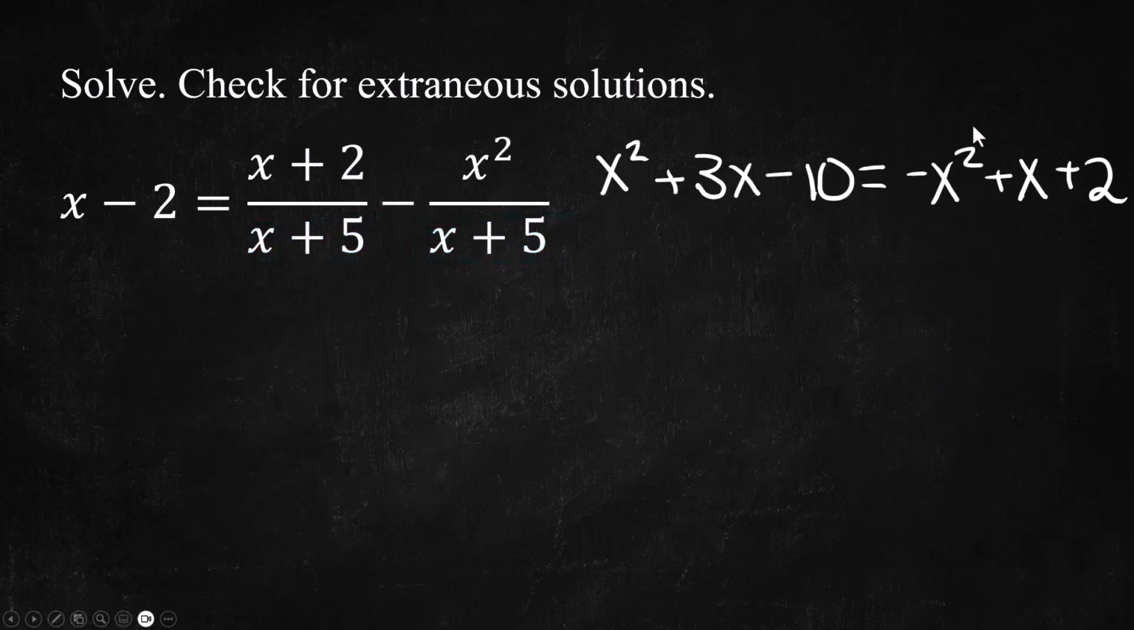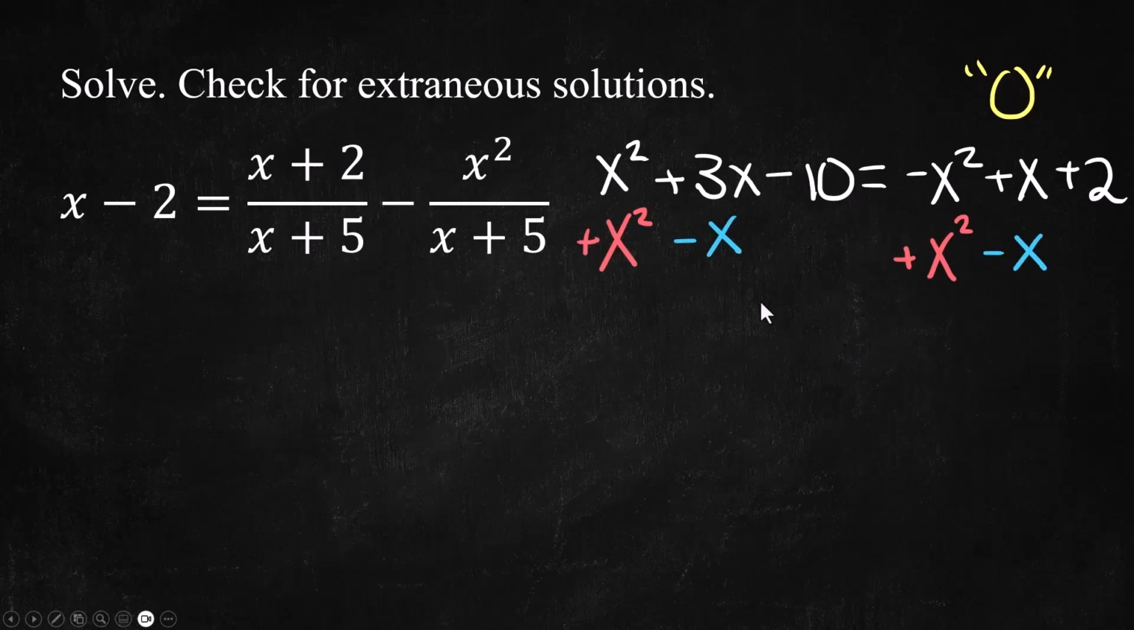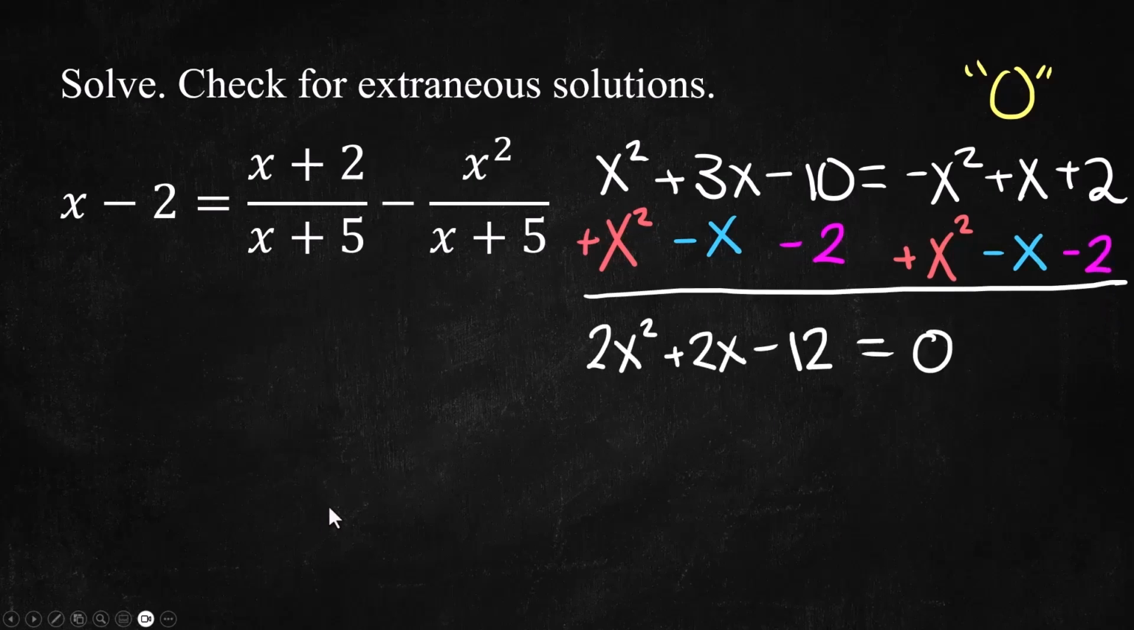I am going to try to get a 0 over here because I'm trying to solve for x and you want to have a 0 on one side. So I'm going to add the x squared to both sides, and to save time and room, I am going to do this all in one line. So I want a 0 over here. So I've got to subtract the x from both sides, and I've got to subtract that 2 from both sides. And what I end up with is 2x squared plus 2x minus 12 equals 0.